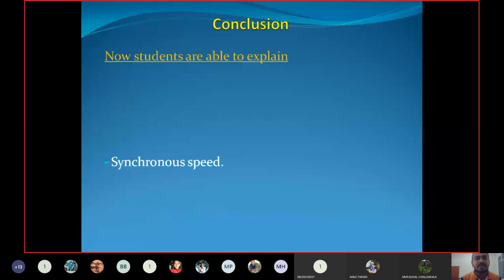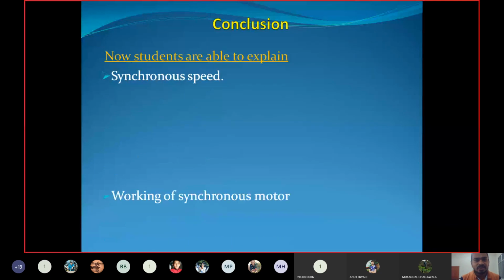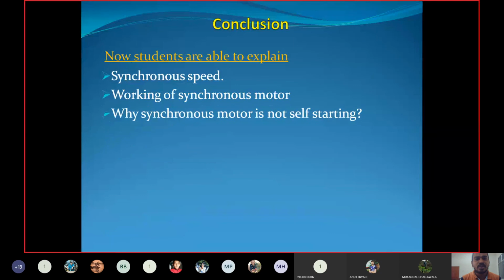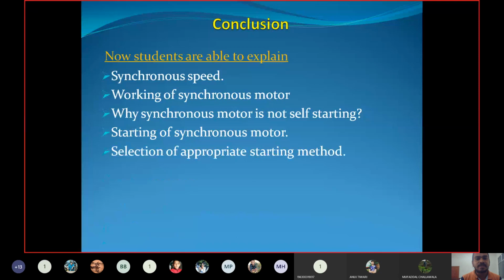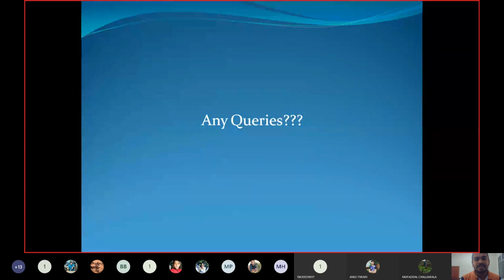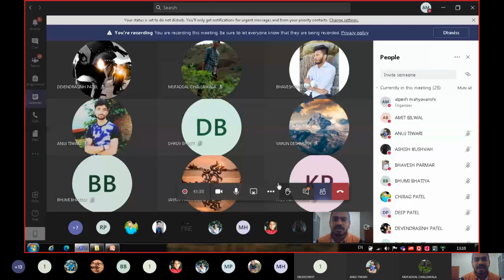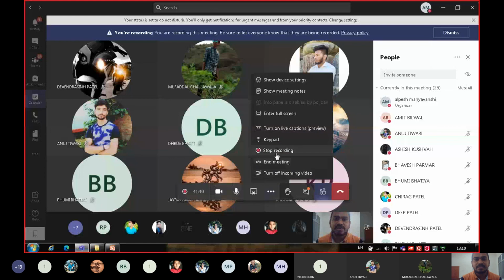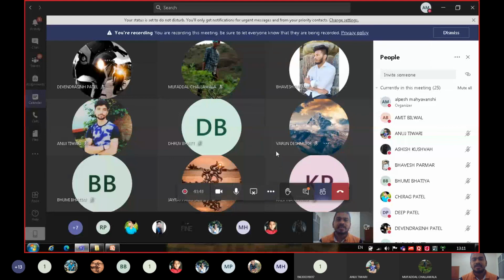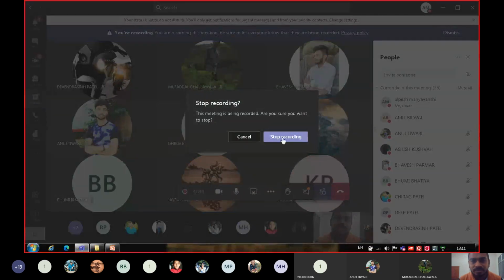So today we discussed synchronous speed, working of synchronous motor, why synchronous motor is not self-starting, starting of synchronous motor, selection of appropriate starting methods, etc. So synchronous motor is not a self-starting motor. So to start the synchronous motor, we have to use the starting methods.